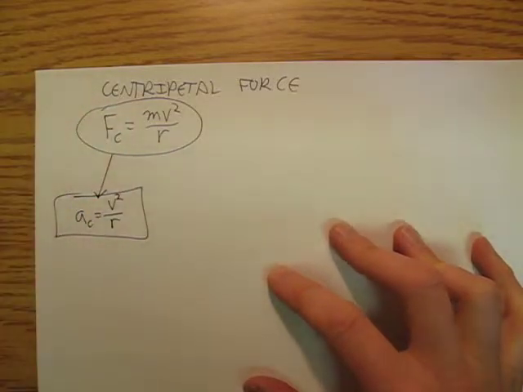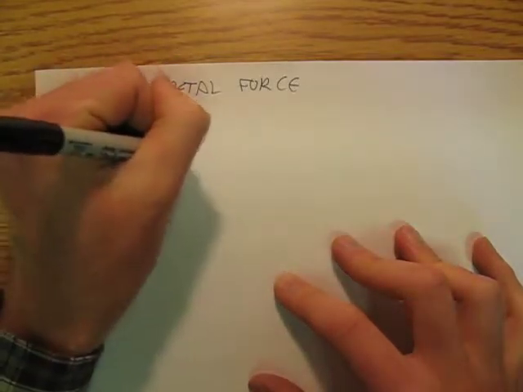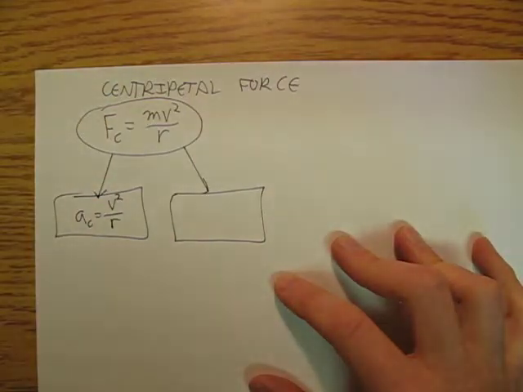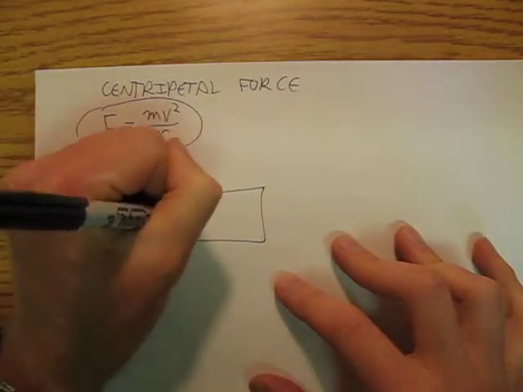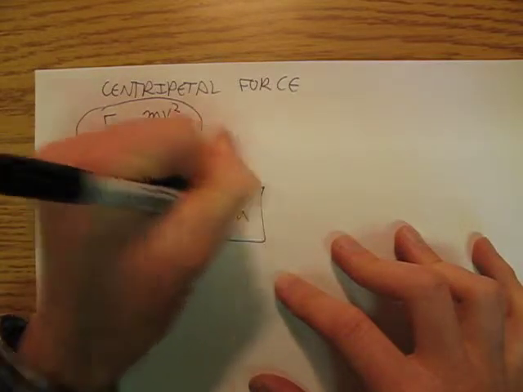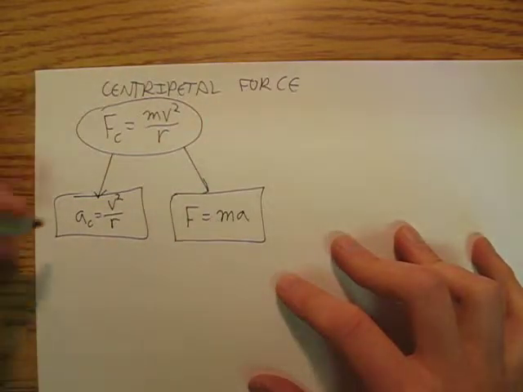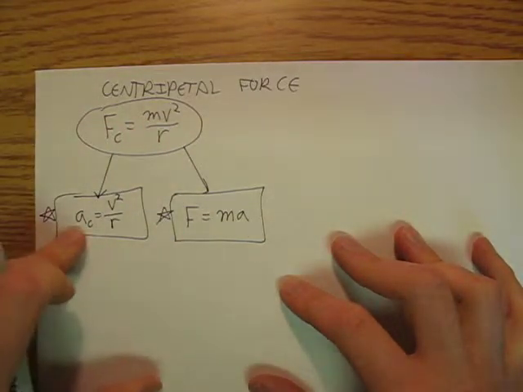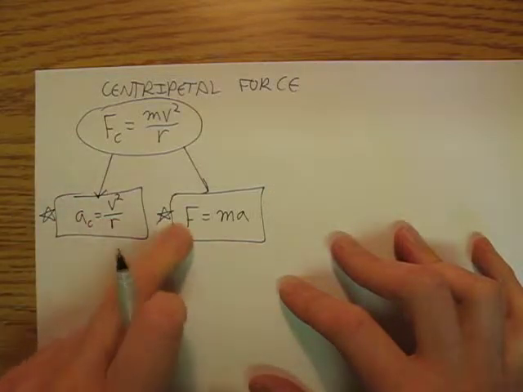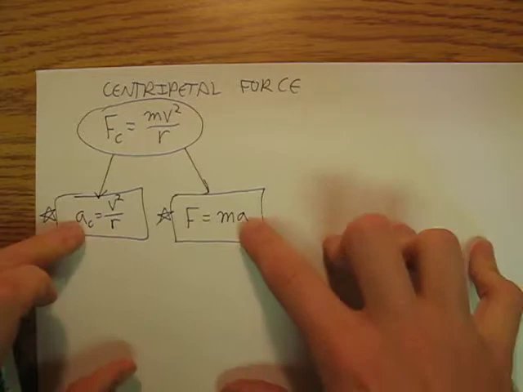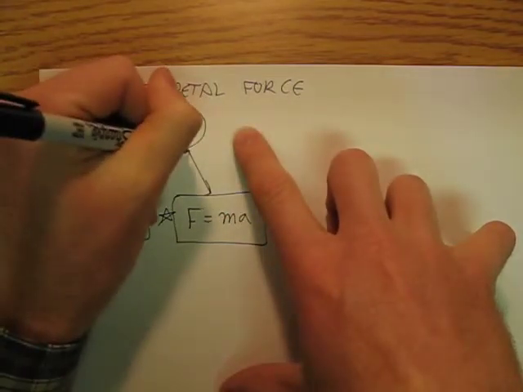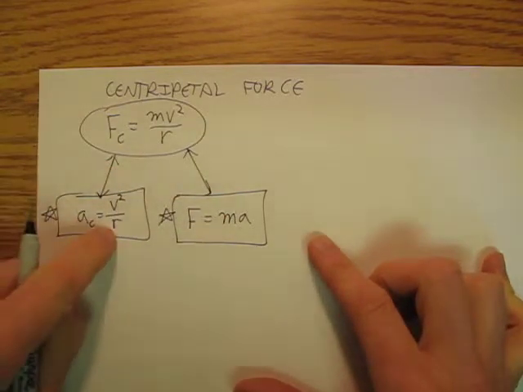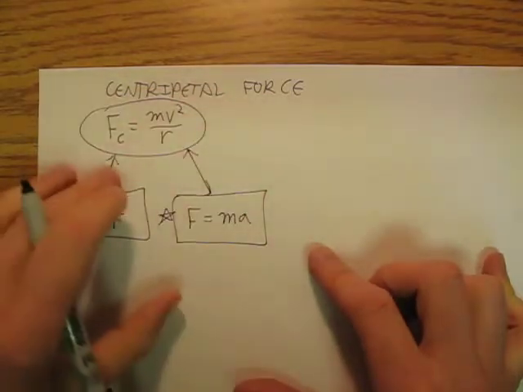This is a fundamental equation, AC equals V squared over R, and then what's the next one? Think about it for a second. F equals MA. So this one's important, this one's important. Centripetal acceleration is V squared over R. Force is mass times acceleration. You put those two together and you get that centripetal force is mv squared over R. So just a little note there.